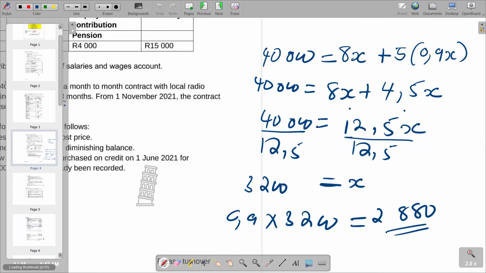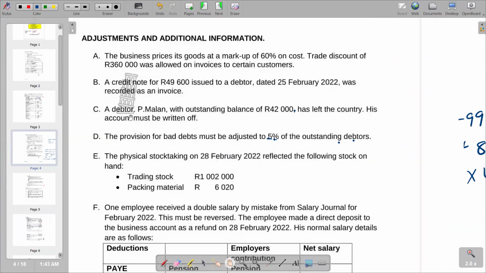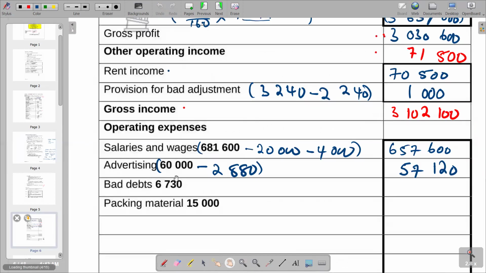So basically, that's what we adjusted for. Further, for bad debts, we are given in the additional information that a debtor, P Malan, with an outstanding balance of 42,000 rands has left the country. His account must be written off. So this is representing our bad debts. We add the 42,000 to the amount for bad debts that we are given there, 6,730, and then we close with 48,730. And then we go to packing materials.